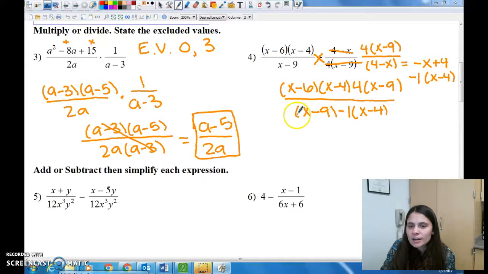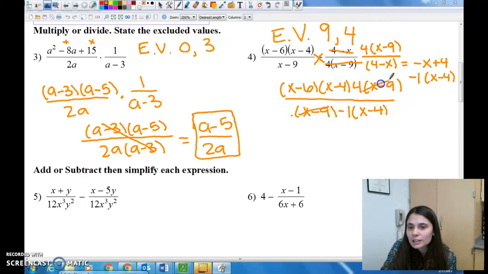So now if I come to here, my excluded values come from this time, since I divide by this entire fraction, my excluded value comes from here, and this denominator. So from here, I get an excluded value of 9. And then here I get an excluded value of 9, but I already included that. Here I get an excluded value of 4, because 4 minus 4 would give me 0. So those are my two excluded values.